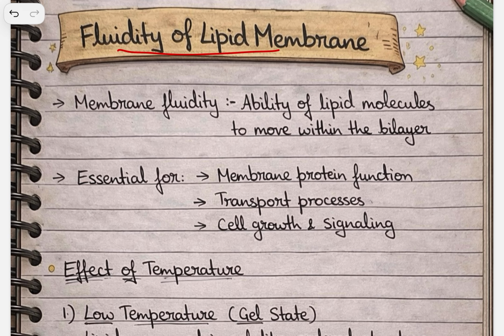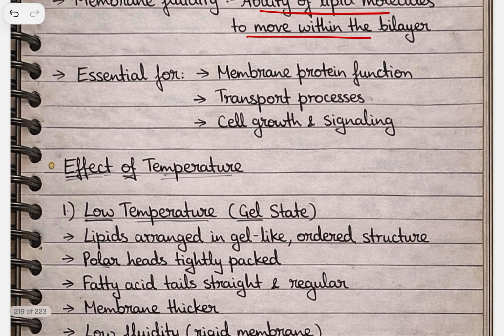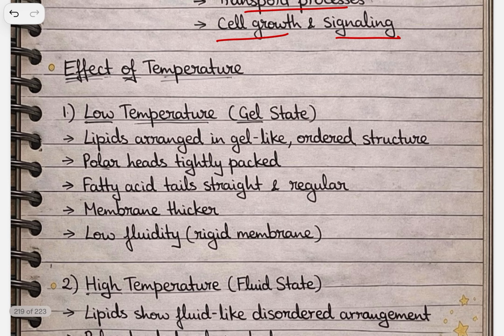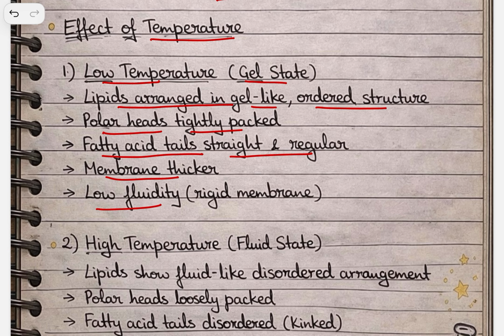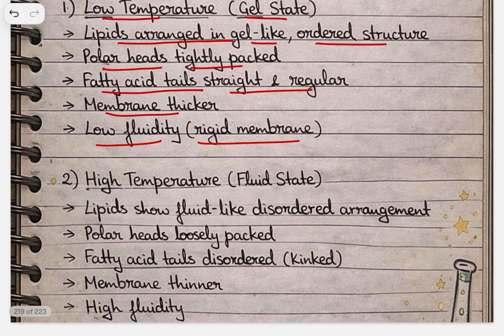Next is fluidity of the lipid membrane. Membrane fluidity is the ability of lipid molecules to move within the bilayer. We have studied this before. It is essential for membrane protein function, transport processes, cell growth and signaling. Now let's talk about the effect of temperature. At low temperature, it is in the gel state. Lipids arrange in a gel-like ordered structure. Polar heads are tightly packed, and fatty acid chains are straight and regular. The membrane is thicker, with low fluidity, or we can say a rigid membrane.